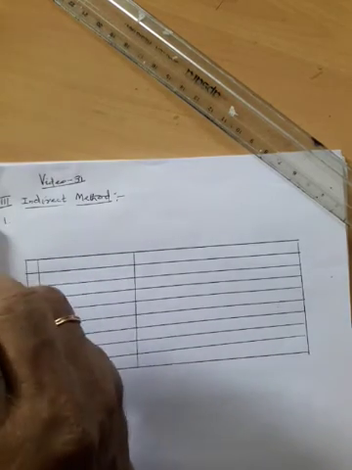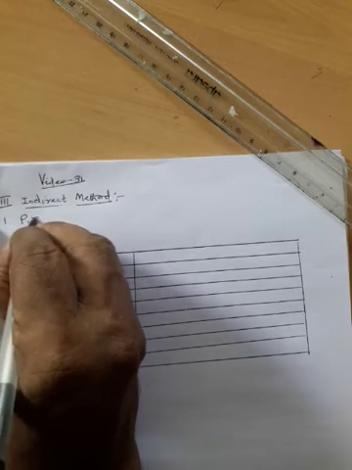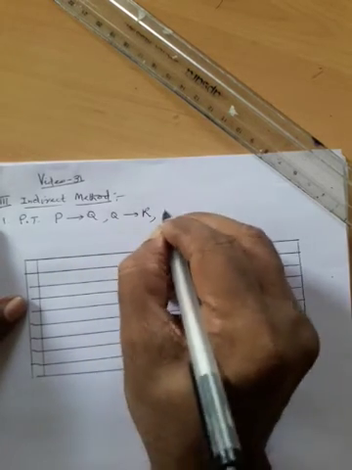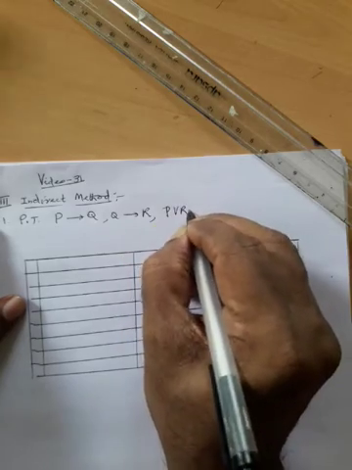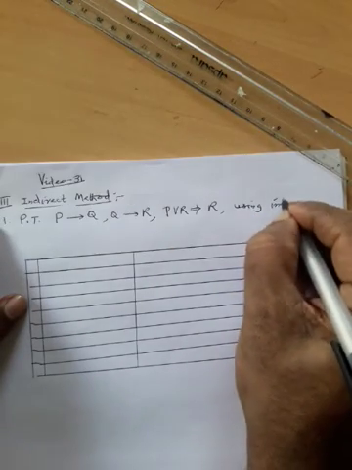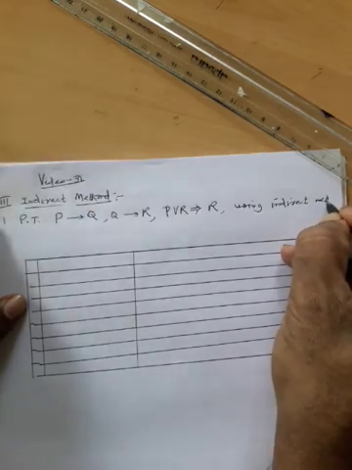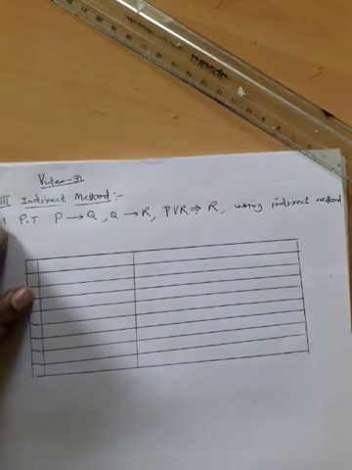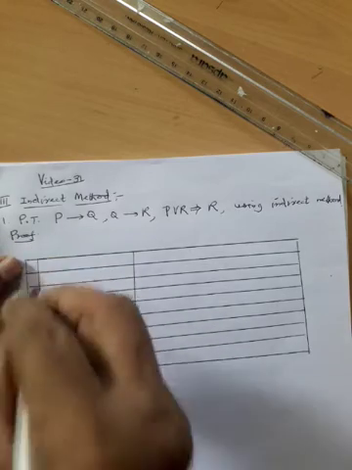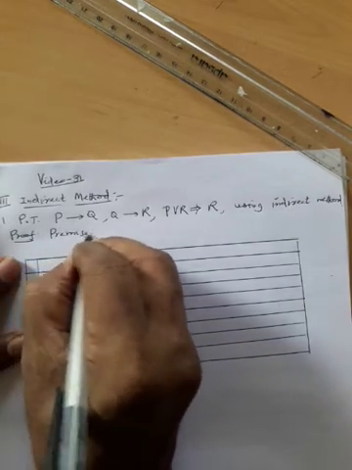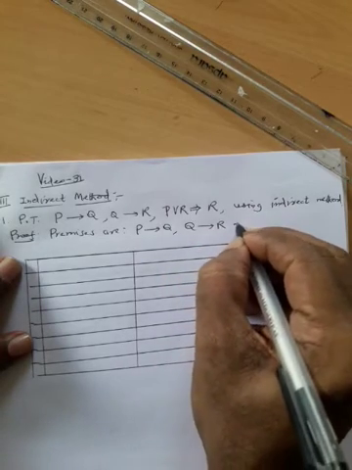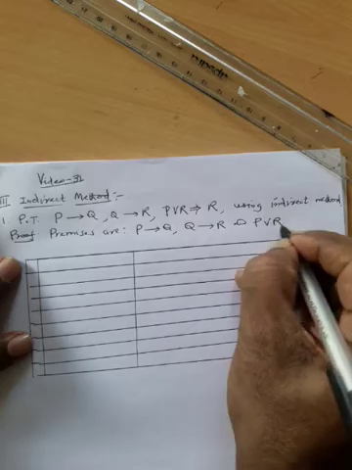Indirect method. So problem number 1, prove that P conditional Q, Q conditional R, P or R implies R using indirect method. Proof. Premises are P conditional Q, Q conditional R, and P or R.